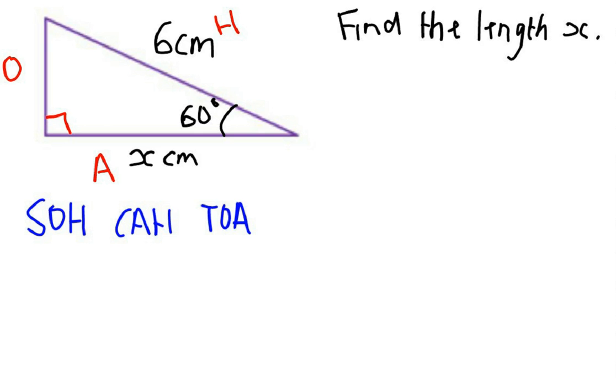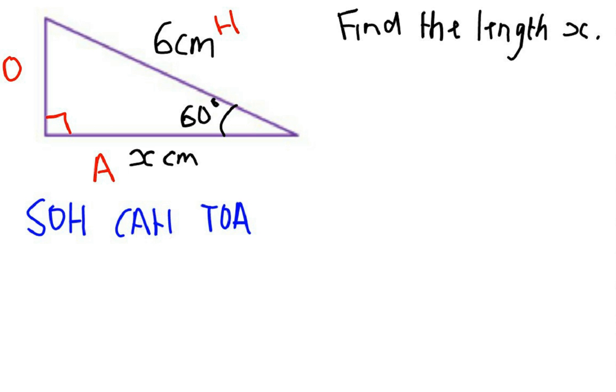Okay, so now we're going to look at this little sentence here. SOH CAH TOA. We are looking to find this adjacent side, and we have been given the hypotenuse. So which of these ratios includes the adjacent and the hypotenuse? Well, we can see that that is the CAH.